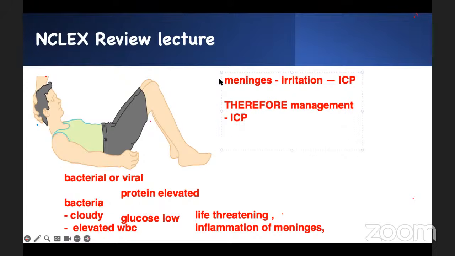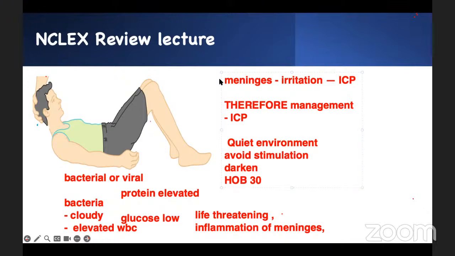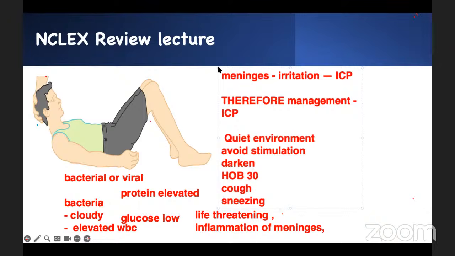Quiet environment. So you're going to put them in a place where it's very, very quiet. Avoid excessive stimulation, right? If you need to darken the room, okay, so that you don't disturb them. Their head has to be at 30 degrees in order to maintain their ICP. You want to make sure you avoid coughing, sneezing. All these things are going to affect their ICP. So those are the things you tell them. Don't bend. You cluster your care in order not to overstimulate them too much, and that will increase their ICP. Because if that happens, they are in trouble.